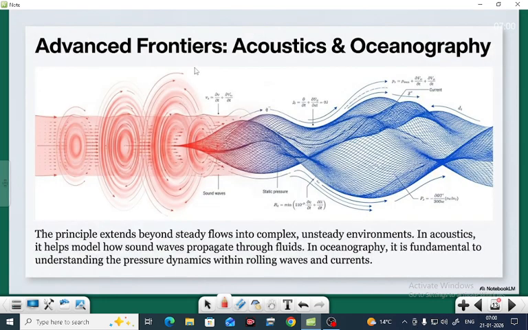Advanced frontiers, acoustics and oceanography. The principle extends beyond steady flows into complex, unsteady environments. In acoustics, it helps model how sound waves propagate through fluids. In oceanography, it is fundamental to understand the pressure dynamics within rolling waves and currents. You can say that is sound wave. This is static pressure.